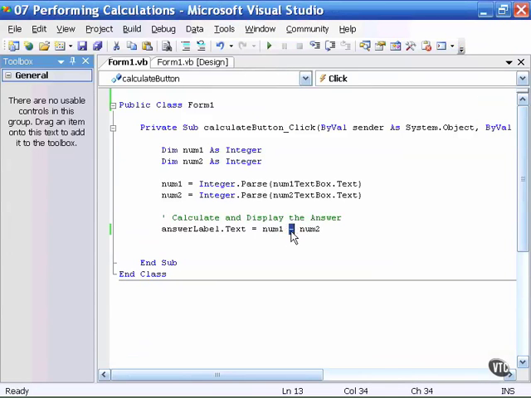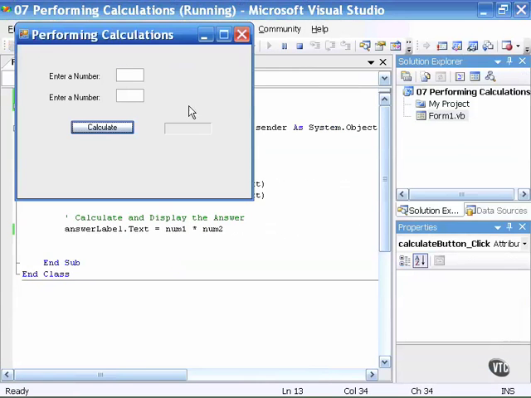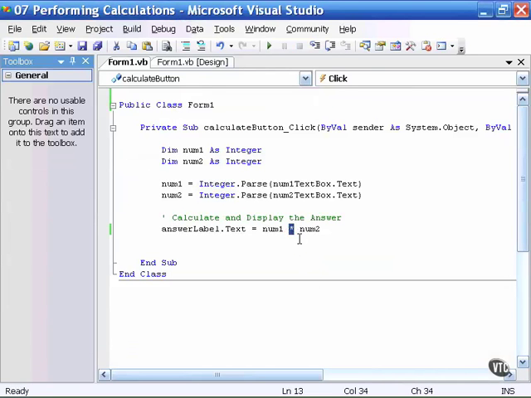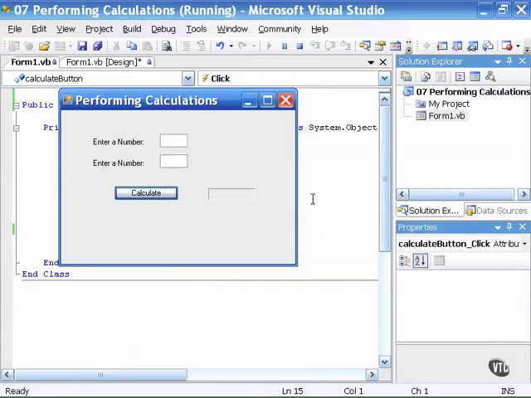Changing the minus symbol to an asterisk, which is the multiplication symbol, we can then perform a calculation such as 7 times 5, which yields the answer of 35. Next, we'll change the multiplication symbol to a divide operation, which is the /, and we can run this program once again, and we'll divide 10 by 3, which yields the answer of 3.3333.